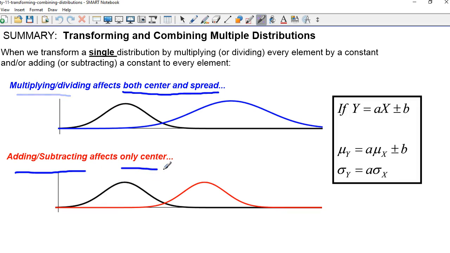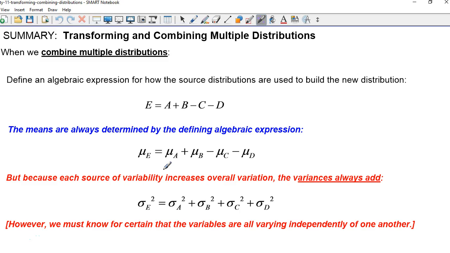Okay? If we are combining multiple distributions with their own independent sources of variation, then you could define an algebraic expression for how they should be combined with addition and subtraction. The means are always determined by the algebraic expression, but because each source of variability increases overall variation, the variances add. And that means we always have adding, even when we have subtracting in the defining expression.